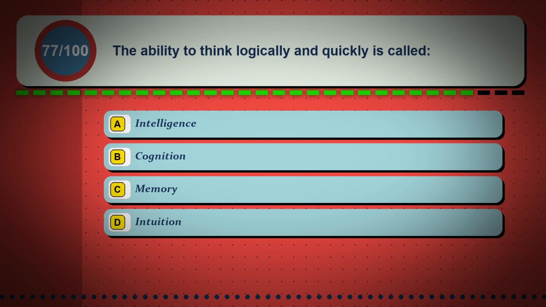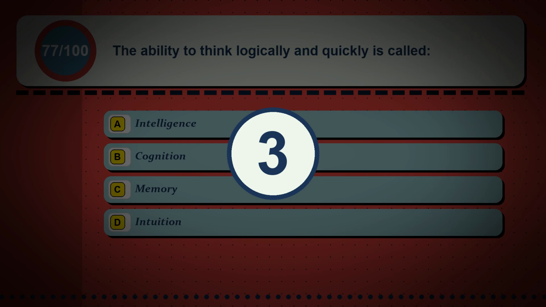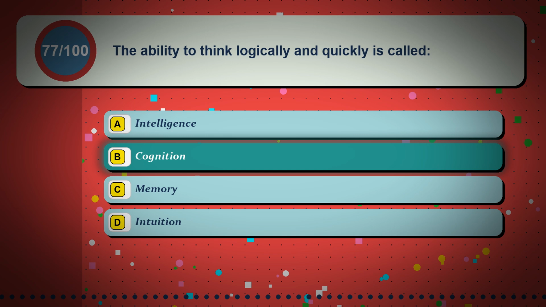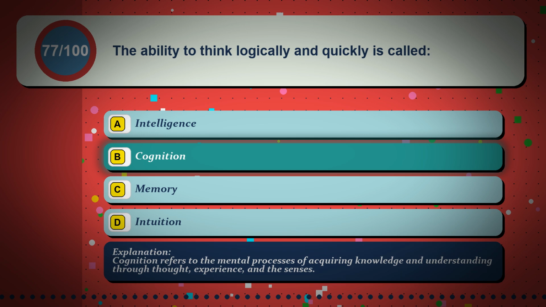Question 77. The ability to think logically and quickly is called: Option A, intelligence. Option B, cognition. Option C, memory. Option D, intuition. The correct answer is option B, cognition. Cognition refers to the mental processes of acquiring knowledge and understanding through thought, experience, and the senses.